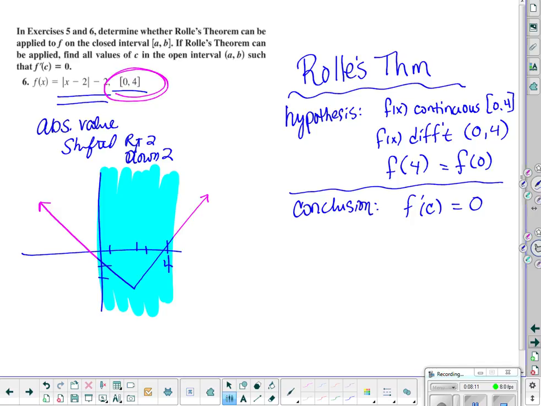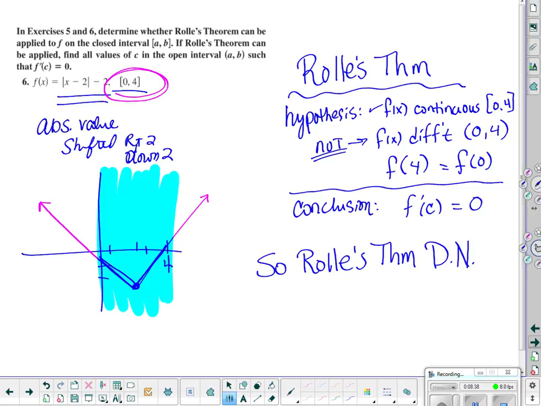Is it continuous? Absolutely. I'm looking here, nice solid, never stops. However, so this one's fine, but differentiability, it has that sharp point to it. It is not differentiable. So Rolle's theorem cannot be applied. Does not apply. And it is because the function is not differentiable on the closed interval from 0 to 4.